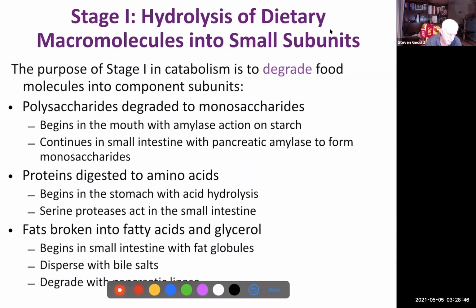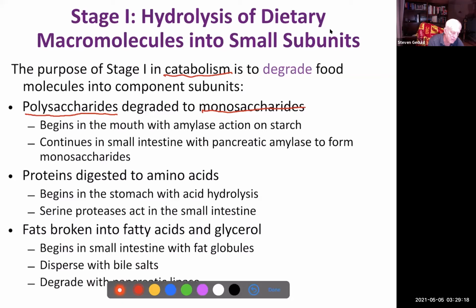Okay. So the first stage, hydrolysis of dietary macromolecules to smaller subunits. The purpose of stage 1 in catabolism, remember catabolism is the breaking down of either proteins, lipids, or carbohydrates, is to degrade food into its component subunits. Polysaccharides are degraded to monosaccharides. Polysaccharides are multiple units of sugar, and they're broken down to single sugar units, monosaccharides.